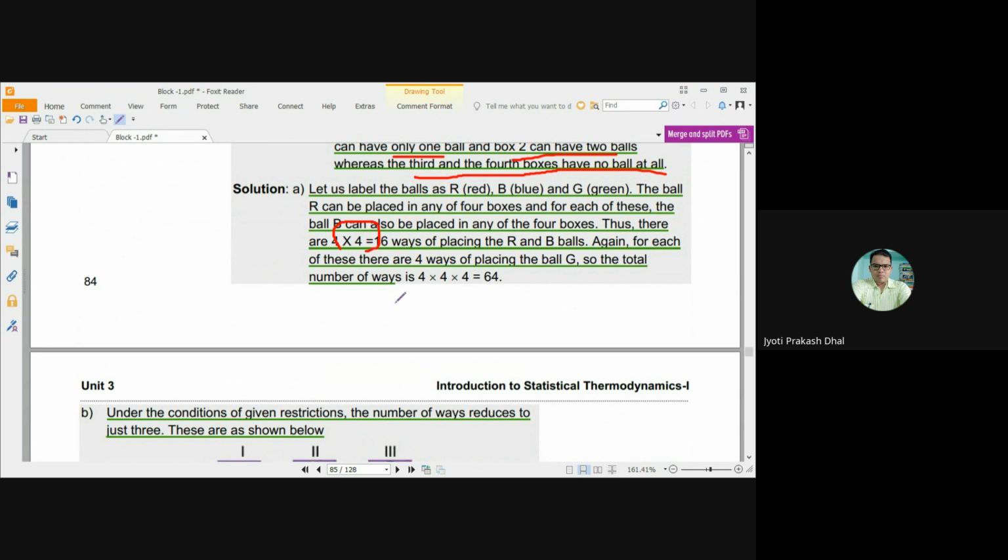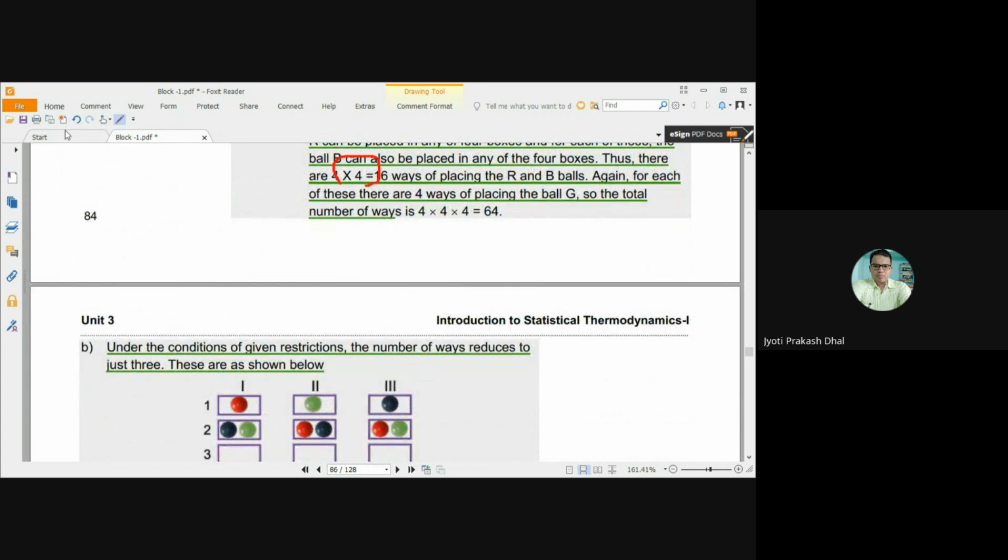Again, for each of these, there are four ways of placing the ball G. So the total number of ways is 64.